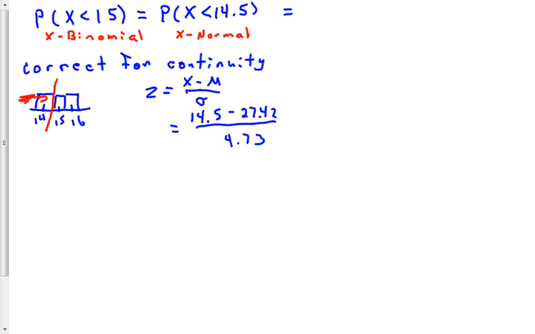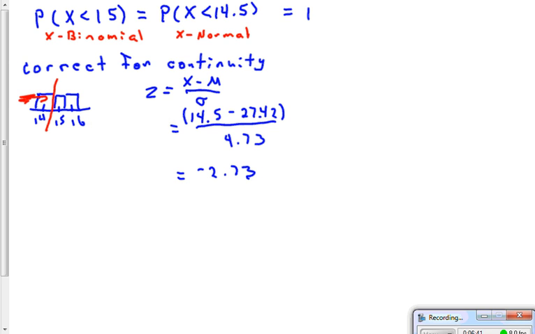And make sure that you use your parentheses. Parentheses around that numerator. That gives us a value of a negative 2.73. So in the standard normal probability that z is less than negative 2.73, using our table, it's the same table we've used on the other normal problems, 0.0032. So that's doing that calculation.